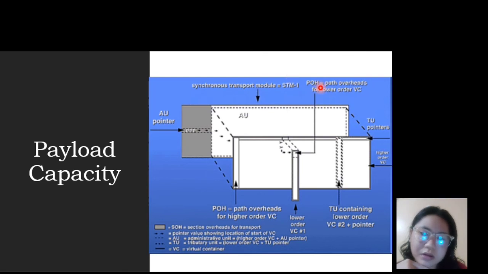And here we have the path overheads for lower order VC. Here is the tributary units containing lower order VC number 2 and the pointers. A VC is a virtual container. And an administrative unit can be a higher order virtual container and an administrative unit pointer.